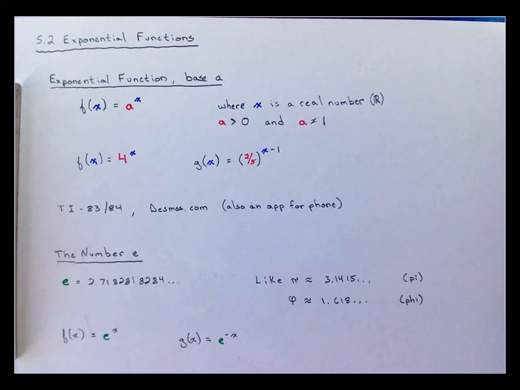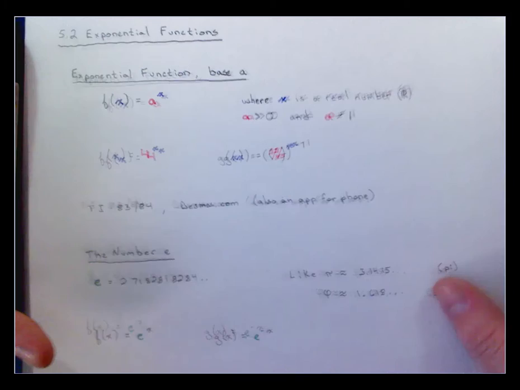Okay, another thing introduced in this chapter is the number e. The number e is an irrational number like pi and phi. Irrational numbers go on forever, do not repeat, do not terminate. So the number e is very much like that, and you will see these in the problems. Also, f of x equals the number e to the x, and g of x equals the number e to the negative x are a couple of examples from what you'll see.